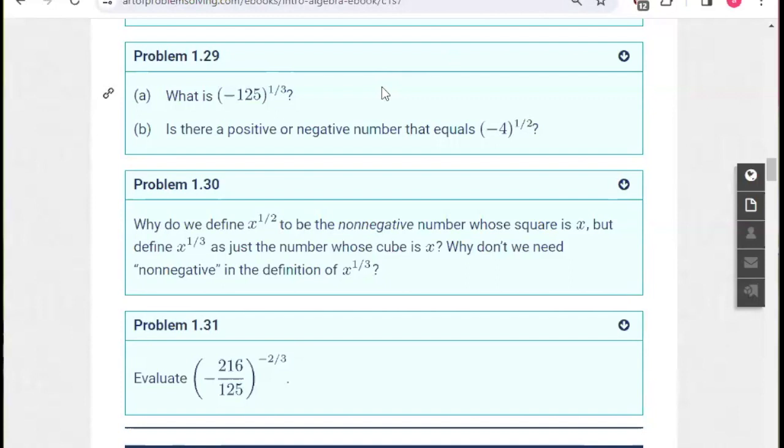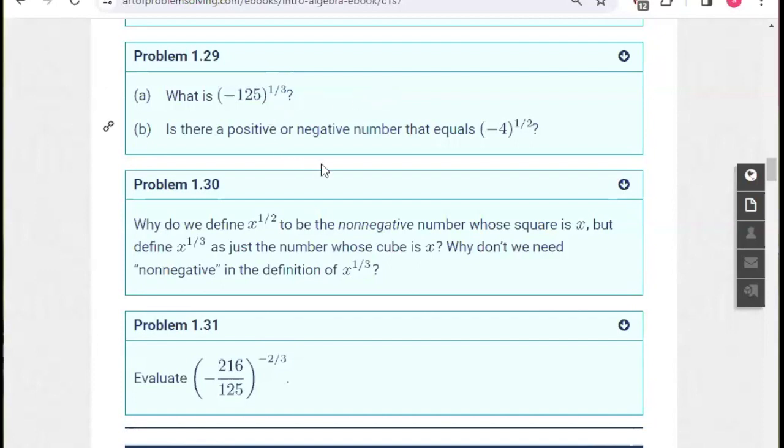2 times 2 times 2 is 8. But yes, you are correct. And it's 5, but be careful. It's not actually 5. Something close. You're very close. -5. It is -5. Do you agree? Yeah. Because that would make a nice negative number. Okay.